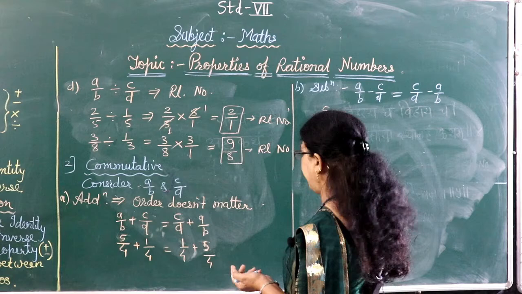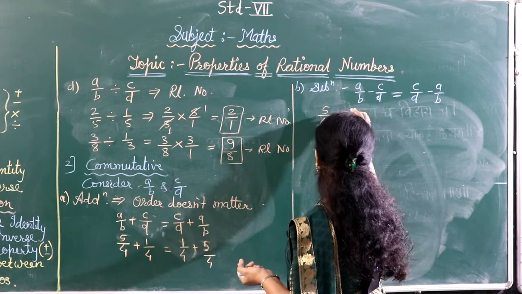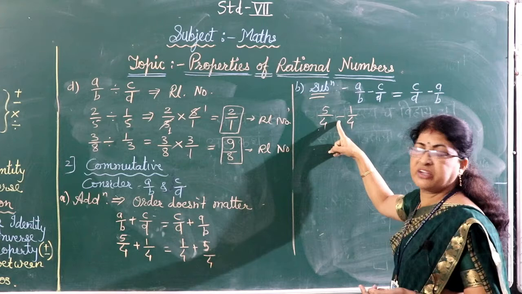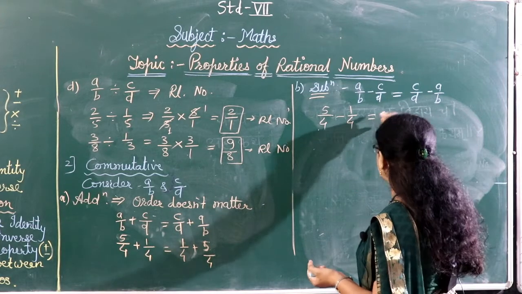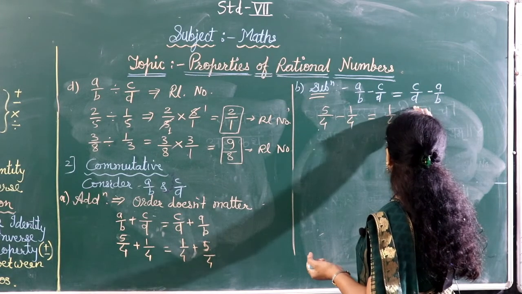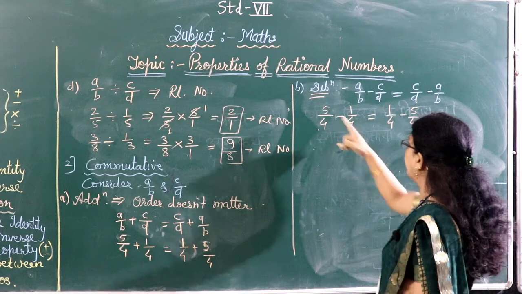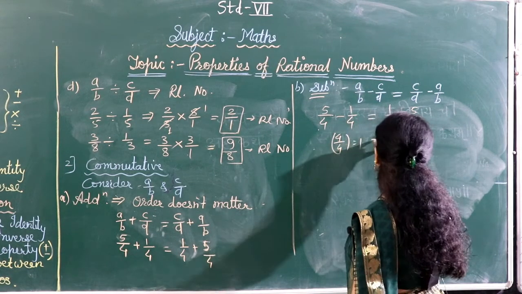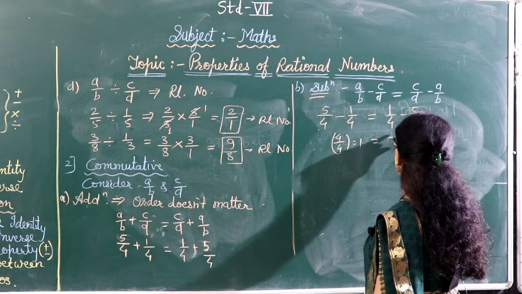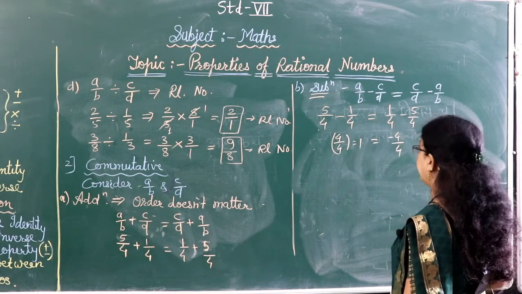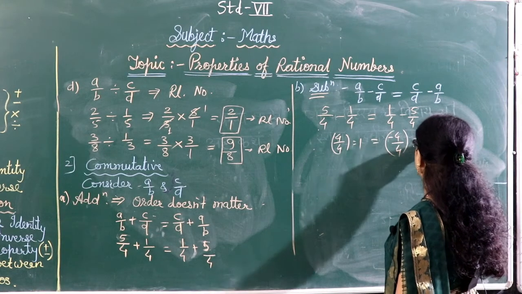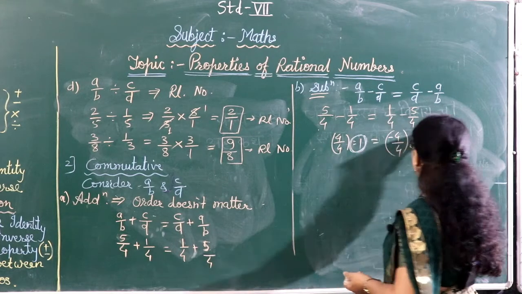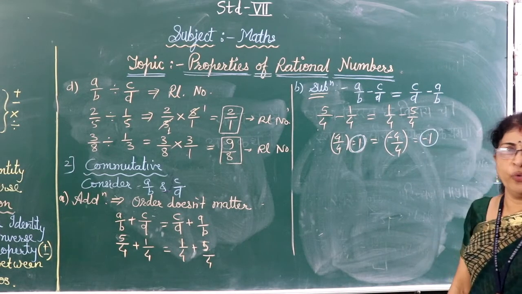Now write 5 by 4 minus 1 by 4. We are talking about subtraction, so here we will write the subtraction sign. Is it equal to 1 by 4 minus 5 by 4? Get the answer. 5 minus 1 comes 4 by 4, which means 1. And here what answer you get? 1 minus 5, minus 4 by 4, right? Here the answer equals minus 1. Are these two equal? Are minus 1 and plus 1 equal? No, they are not equal.